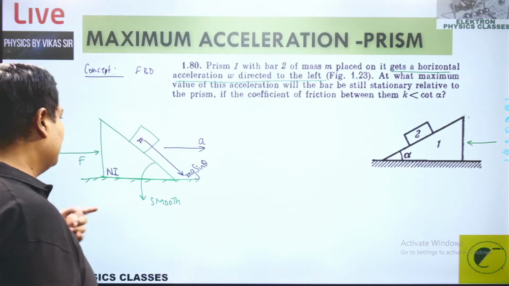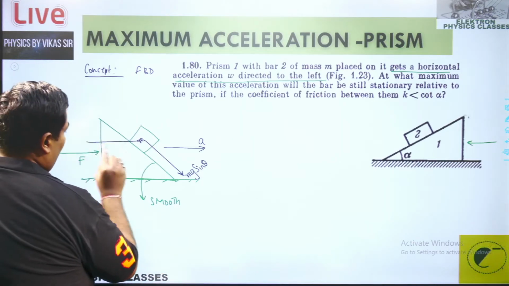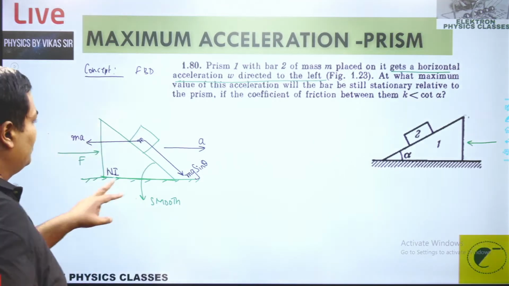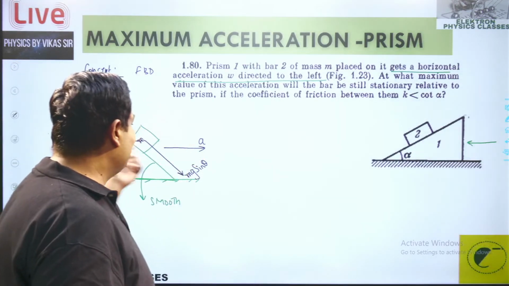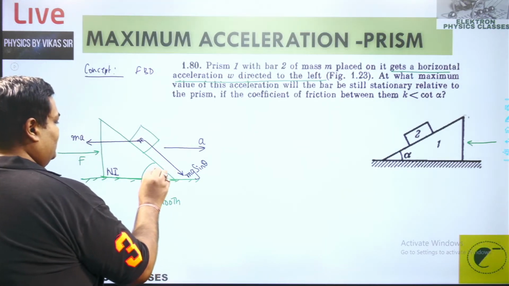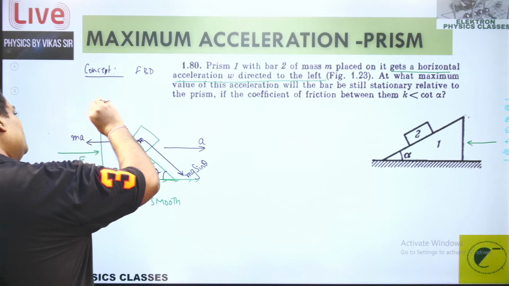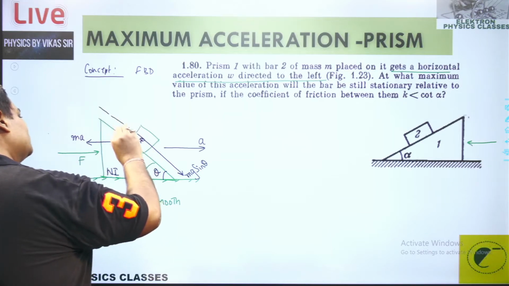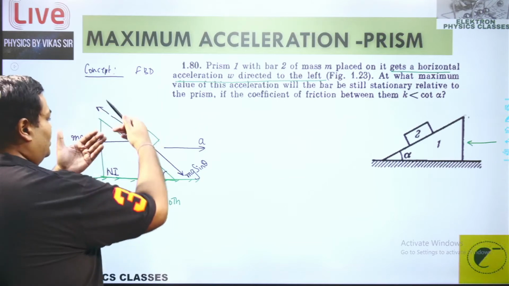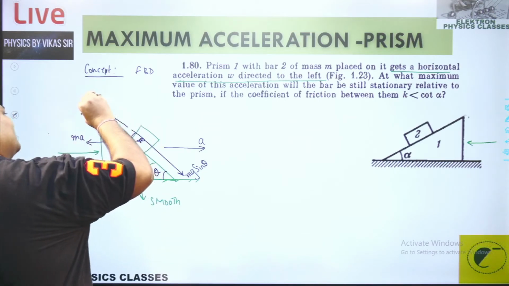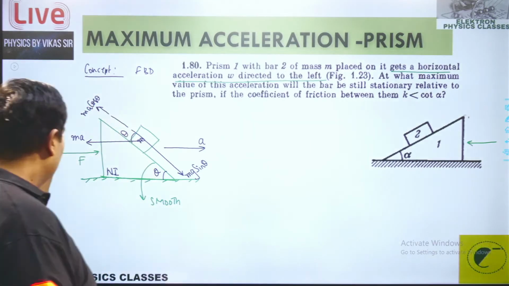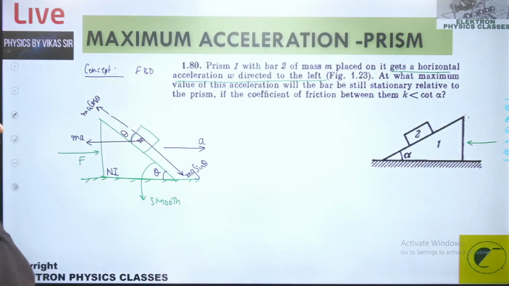And what does he observe? He observes a pseudo force, a fictitious force, acting on this block in the backward direction, opposite to the frame acceleration. Assuming this particular angle is theta, this angle is also theta, of course, by corresponding angles. So there is a component of it, that is ma cos theta, which can balance mg sin theta.